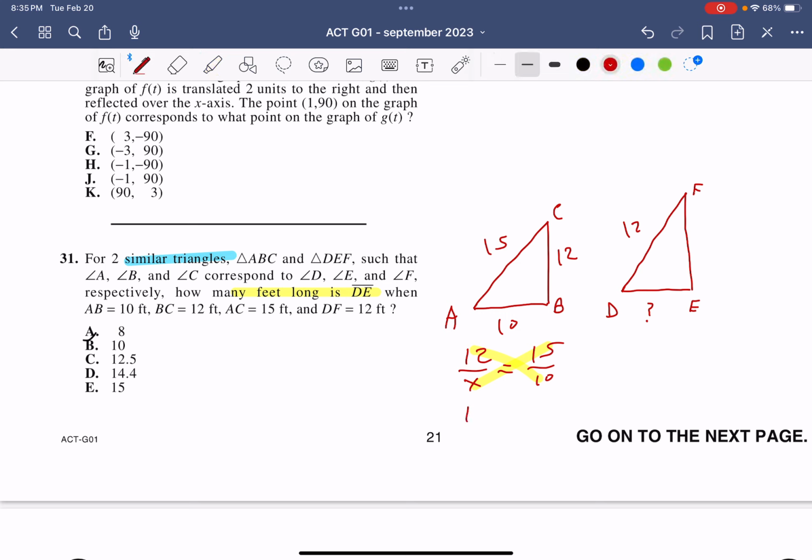So we're going to have 120 is equal to 15x, and then to isolate or solve for x, we'll divide both sides by 15. So 8 is equal to x, so our answer for this one is going to be A.